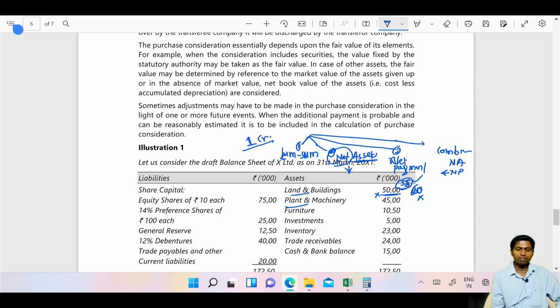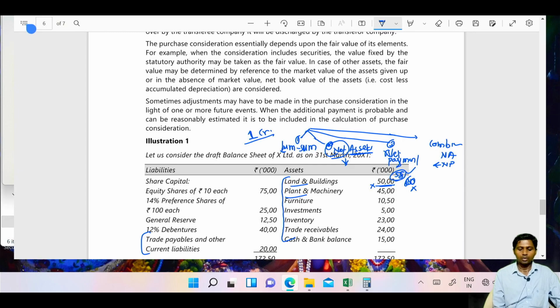Net means something minus something. That means agreed values of all assets minus agreed values of all liabilities. By doing this subtraction, you will get one value, that is the purchase consideration by the net asset method. Now after this you will find the net payment method.